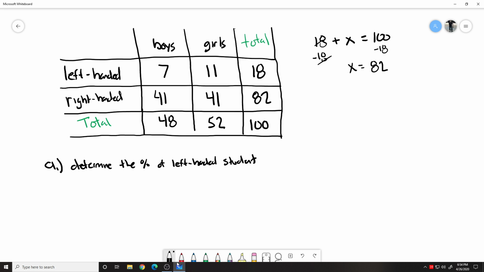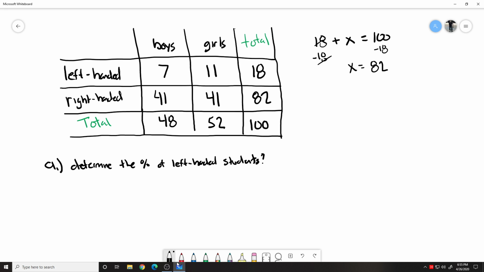So when you're doing the classwork today, or even when we get to the unit test, it's very important to pay attention to exactly what the question is asking you, because you can get off track real easy. You need to pay attention to exactly what they're asking you. So they're not talking about boys or girls here separately. They're talking about all students. They want to know what percentage of all the students are left-handed. So we're talking about all 100 students.